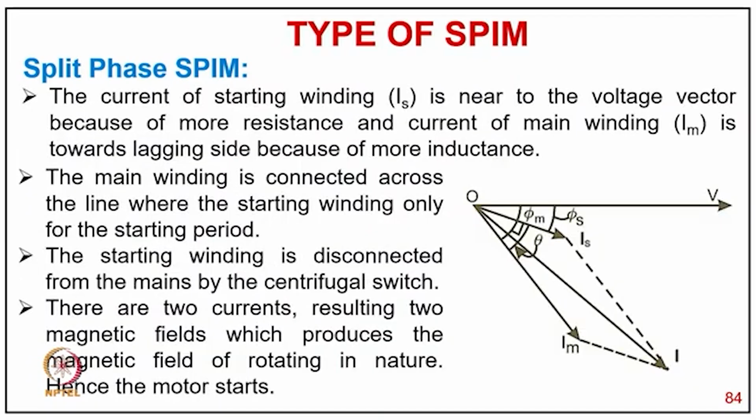Now you can see the phasor diagram. With respect to the voltage, you have two currents: IS, the starting current, which has a small phase angle phi s, and IM, the main winding current, which has an angle phi m. The net current has an angle theta between the two currents, and there is another angle with respect to voltage and current for the net resultant current.